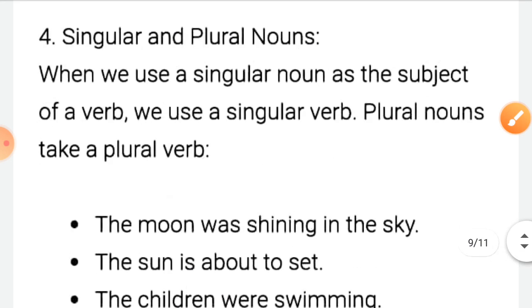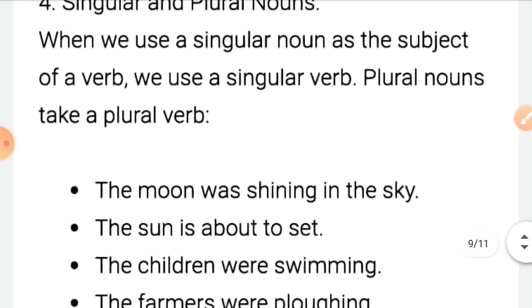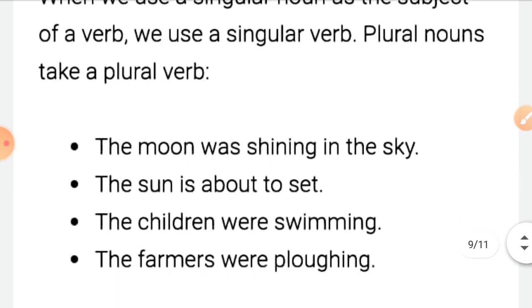When we use a singular noun, which is the singular noun? Moon is the singular noun, and the moon is the subject. And what will it take? It will take a singular verb. What is the singular verb? Was shining in the sky, this is the sentence. The sun is about to set.